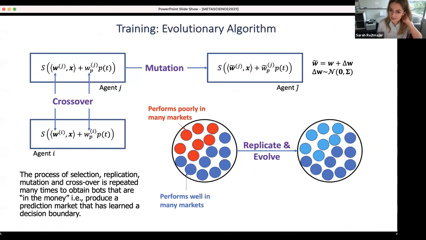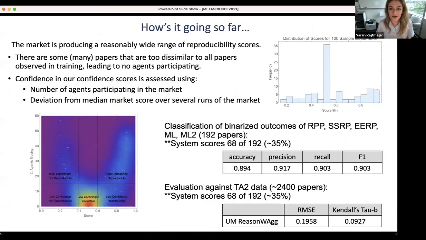The training of our bots uses an evolutionary algorithm during the training process. Agents that perform well are kept and they can replicate and evolve. Agents that perform poorly are deleted. So far, we have different ways of assessing ourselves. We initially assessed our market on the known replication projects: the RPP, the SSRP, EERP, Many Labs 2. These are the projects that Anna mentioned.